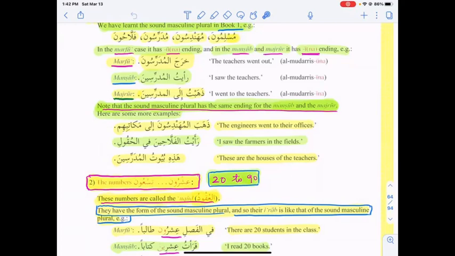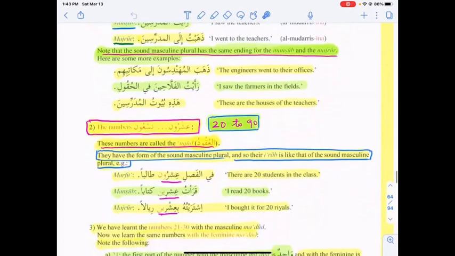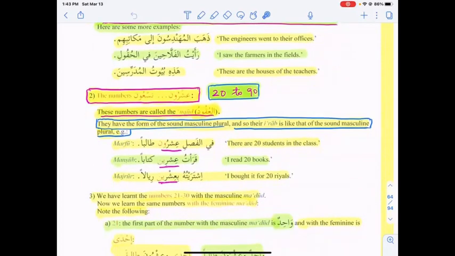The numbers from 20 to 90. Ishruna and Tis'una. They are on the pattern of Jama Muzakkar Salim. We have to remember, only from 20 to 90. That's all. So they are on the pattern of Jama Muzakkar Salim. It means marfu bil waw, mansub bil ya, majrur bil ya. I will be going into detail and you will, inshallah, understand it.